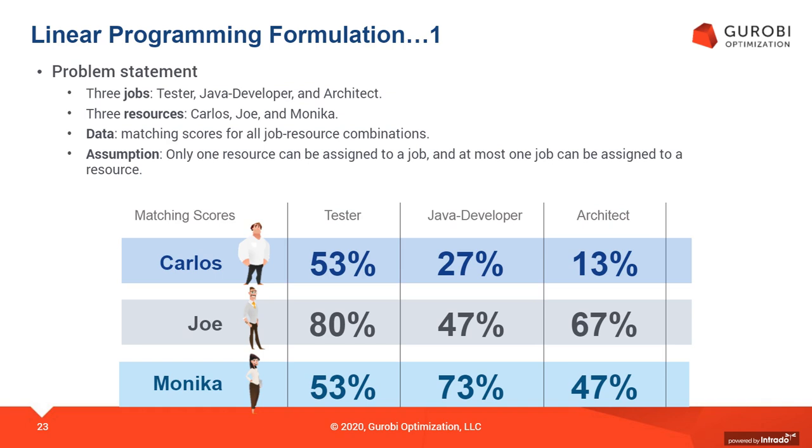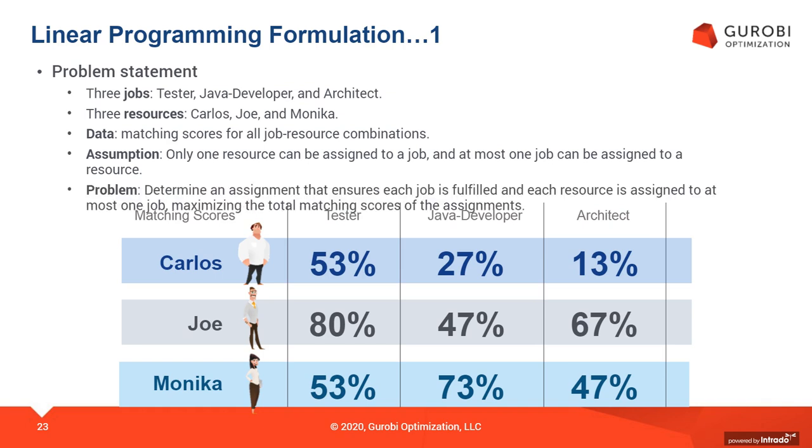And we are making the assumption that only one resource can be assigned to a job, and at most one job can be assigned to a resource. And the problem that we want to solve is to determine an assignment that ensures that each job is filled and each resource is assigned to at most one job. And our goal or objective function is to maximize the total matching scores derived from an assignment.